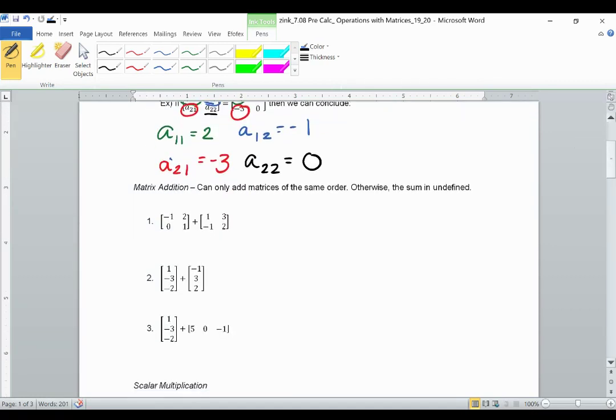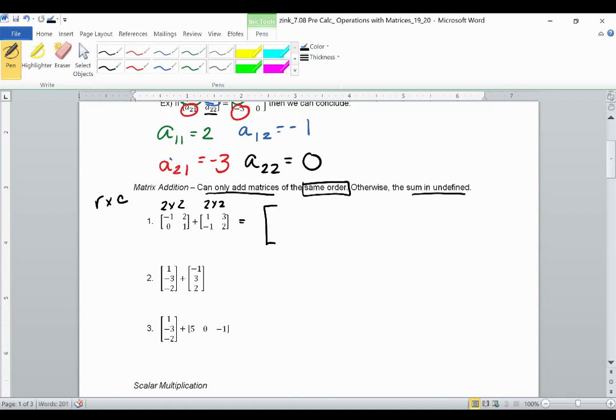Now the way we add matrices, the only way we can add them is if they have the same order. Otherwise, we say that the sum is undefined. So for number 1, you're looking at the order. Remember, order is rows by columns. The first one has 2 rows and 2 columns. The second matrix has 2 rows and 2 columns. Since they have the same order, we can add them together.